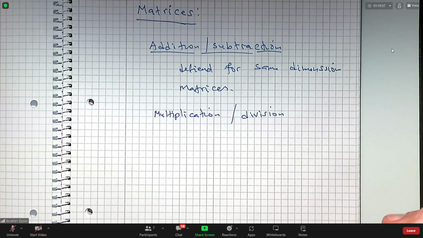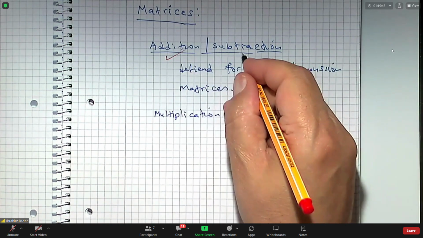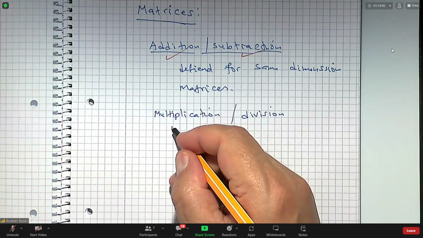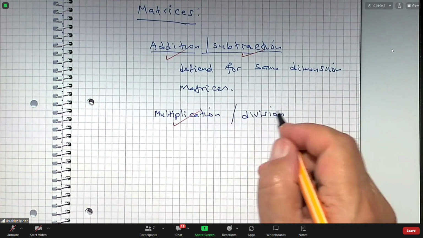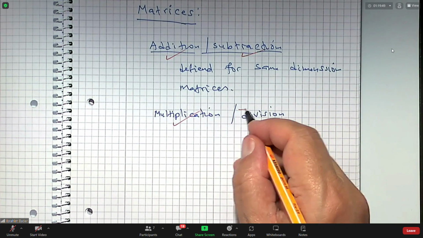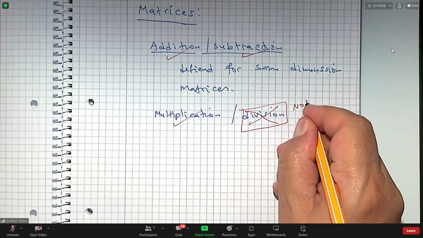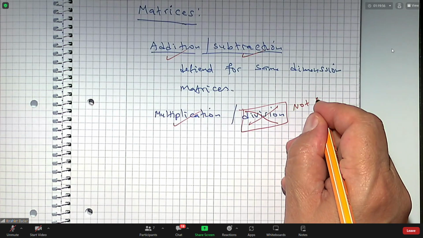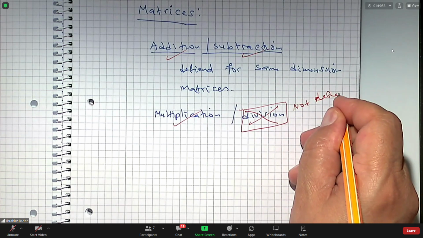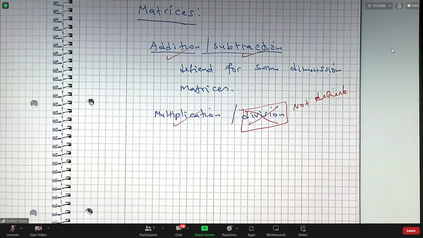Now, multiplication, addition, subtraction of matrices is defined. Multiplication is defined. I will tell you in short the condition. However, division is not defined. So division of matrices is not defined. It doesn't make any sense to talk about division of matrices.